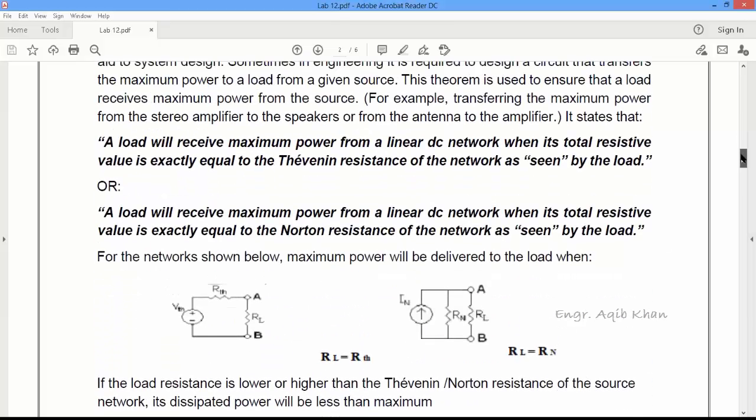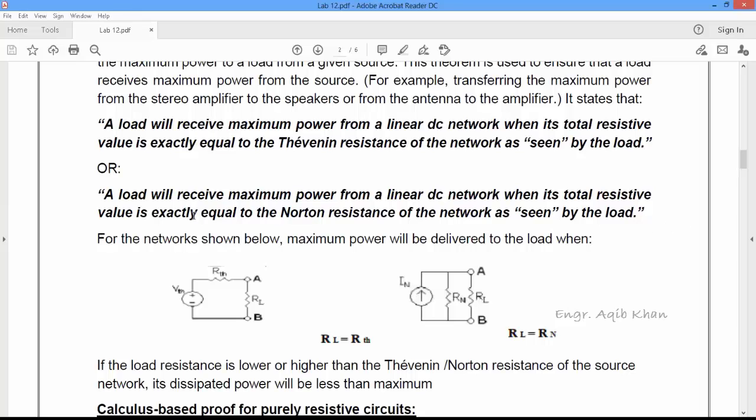The statement for this theorem is: a load will receive maximum power from a linear DC network when its total resistive value is exactly equal to the Thevenin resistance for the network as seen by the load. By showing this figure, V Thevenin, R Thevenin and RL. When R Thevenin and RL are exactly equal, then maximum power transfer.